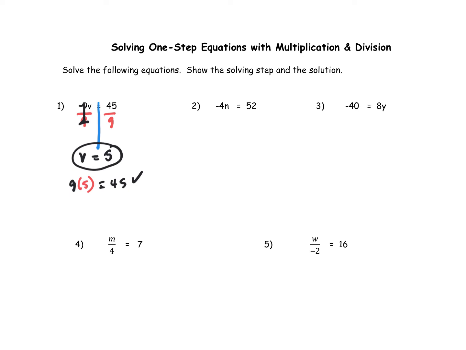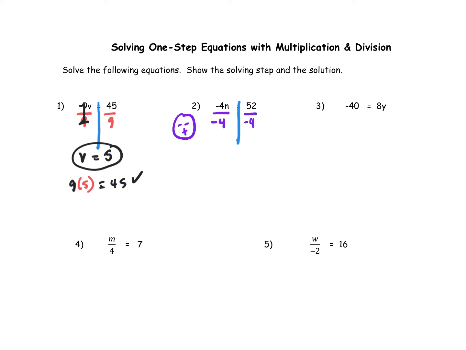The next equation, again, we build the wall. This time we have a negative coefficient. Side by side means multiply, so we're going to do the opposite. We're going to divide, but it's very important that we divide by -4, because a negative divided by a negative is a positive, and we want the variable to be a positive variable, not a negative.